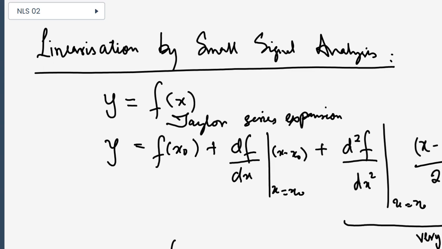So this is what we do using the linearization by small signal analysis. We have a nonlinear equation. Using the Taylor series expansion, we expand it and approximate it by equating all other terms equal to 0. So this equation represents a linear ordinary differential equation, and we can understand the behavior of this linear ODE through the linear theory that we have already covered, and find out the stability of the system.